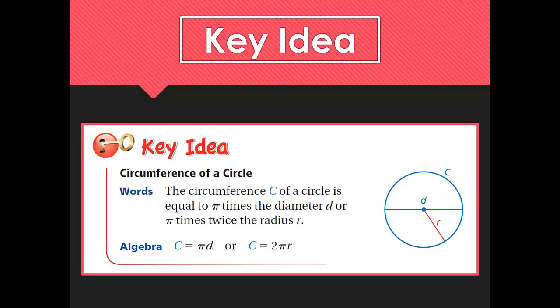Now we have a key idea for circumference of a circle. The circumference C of a circle is equal to pi times the diameter d, or pi times twice the radius r. So you can see that our circumference is equal to pi times our diameter, or we can say that our circumference is equal to 2 times pi times the radius.